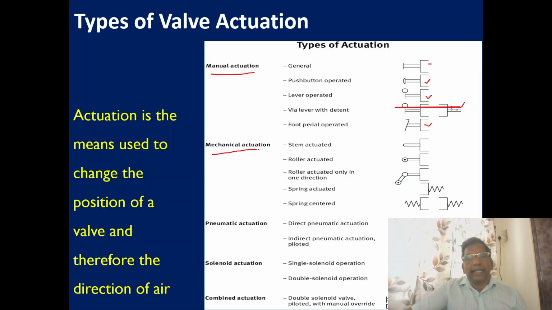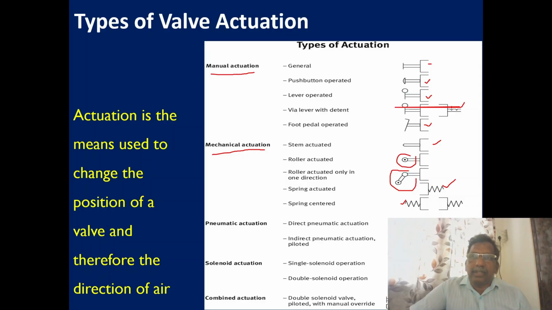The next one is mechanical actuation. It is operated mechanically, maybe a cam operator or roller switches. Here it is a roller switch, roller actuated, a roller switch in only one direction. Then spring actuators we are having. Both-sides spring actuation also we are having. Then stem actuators also. Okay. Then pneumatic actuation. So manual actuation, mechanical actuation, and pneumatic actuation or hydraulic actuation we are having.